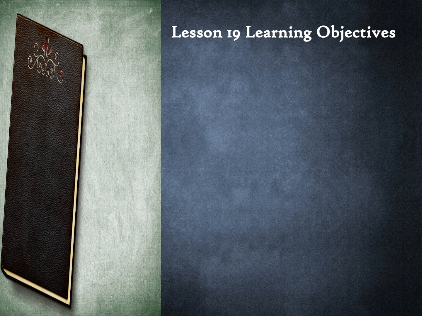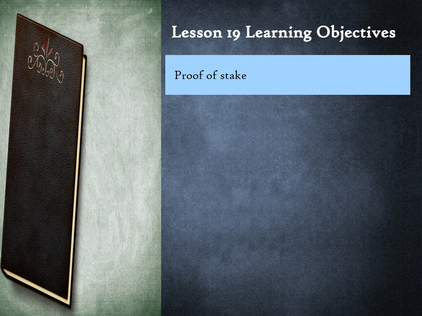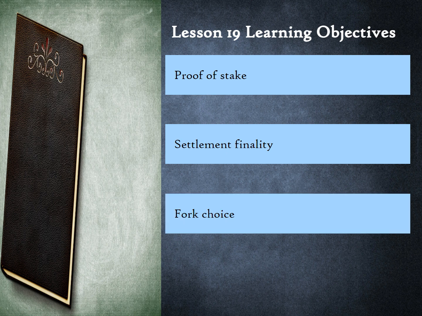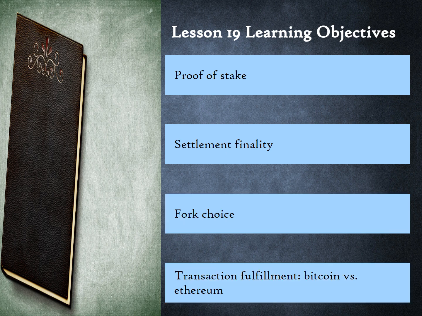In the previous lesson we learnt about the final step in the transactional workflow of Ethereum. In this lesson, we will complete the discussion. Specifically, we will learn about the proof-of-stake algorithm in Ethereum. We will learn about settlement finality and fork choice. We will conclude with a comparison of Bitcoin and Ethereum with respect to transaction fulfillment.